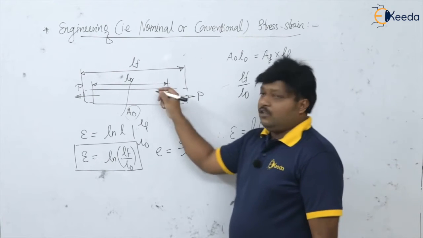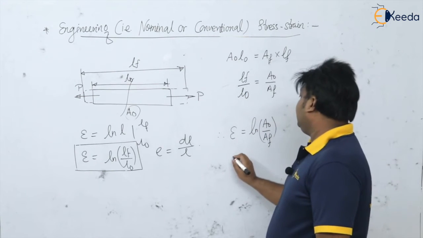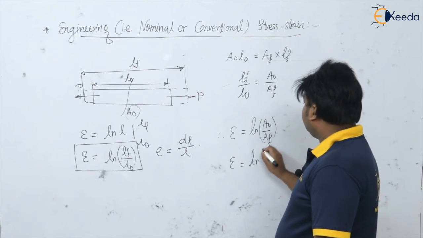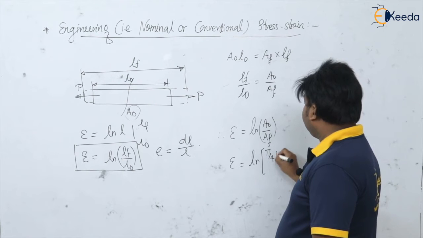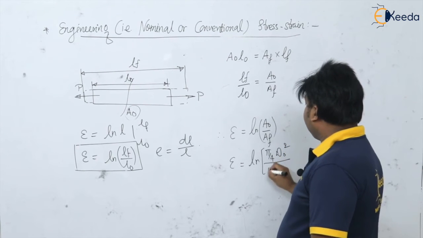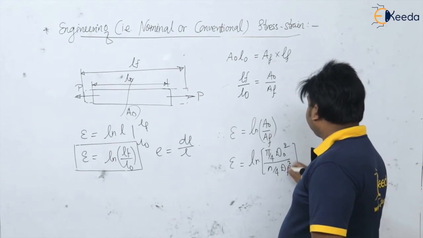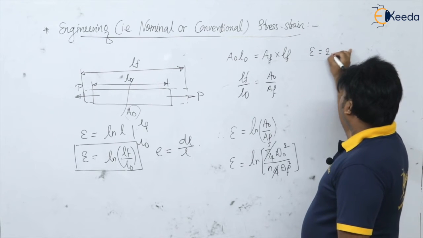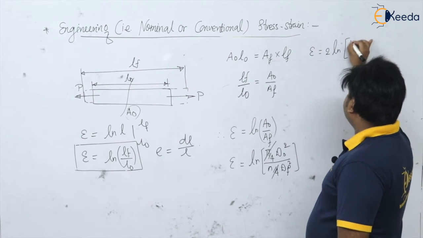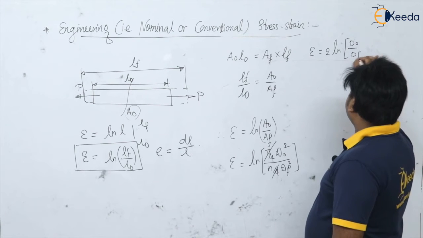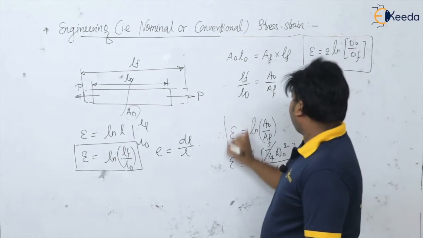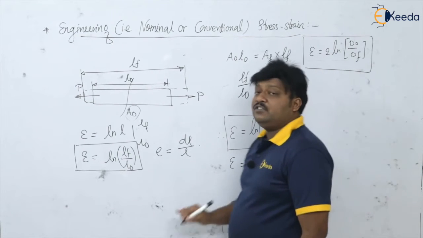And if this cross section is circular, then again we can simplify further, that is ln of pi by 4 d original square divided by pi by 4 d final square. So pi by 4 gets cancelled. So epsilon is equal to 2 ln of d original divided by d final. So this is also a format or formula for the true strain.